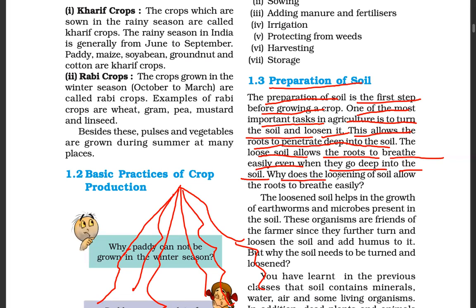Okay, so why does the loosening of soil allow the roots to breathe easily? The loosened soil helps in the growth of earthworms and microbes present in the soil. So I just missed this question. Why does the loosening of soil allow the roots to breathe easily?